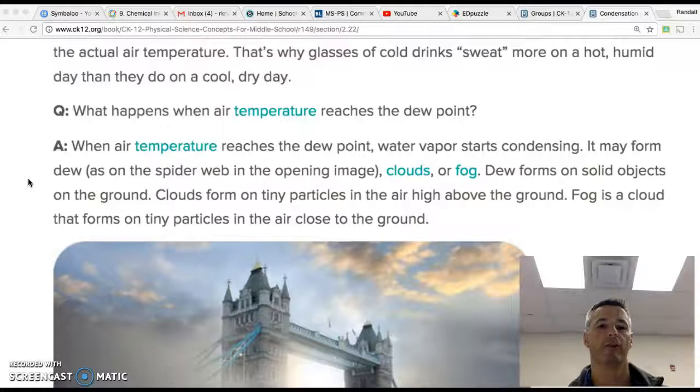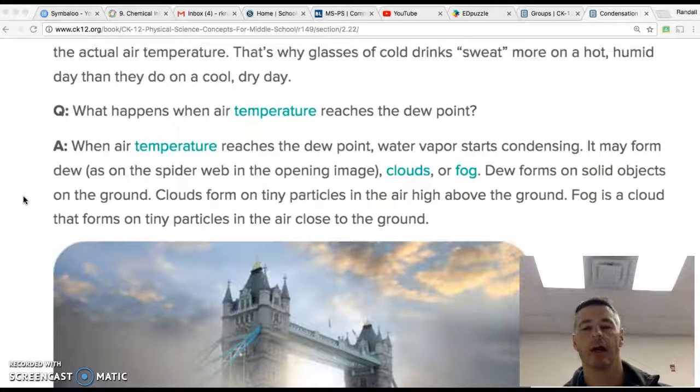It may form dew, as on the spider web in the opening image, clouds, or fog. Clouds are due to condensation, so is fog. Dew forms on all solid objects on the ground. Clouds form on tiny particles in the air high above the ground. Fog is a cloud that forms on tiny particles in the air close to the ground.